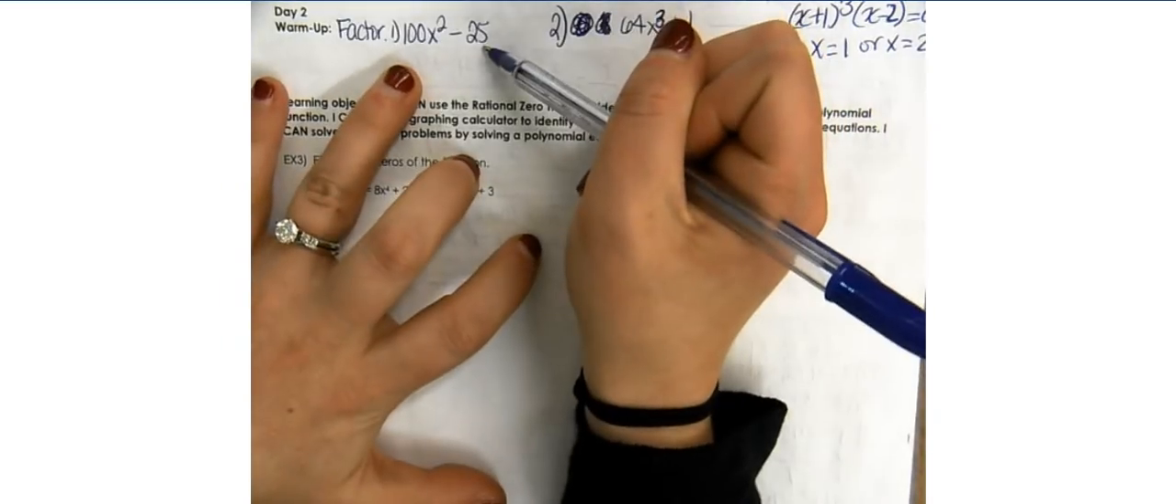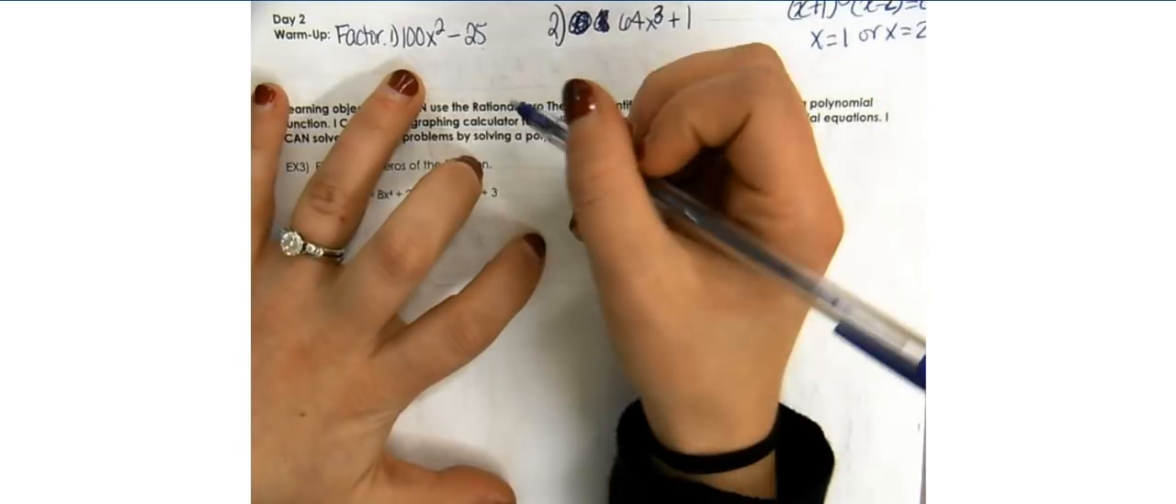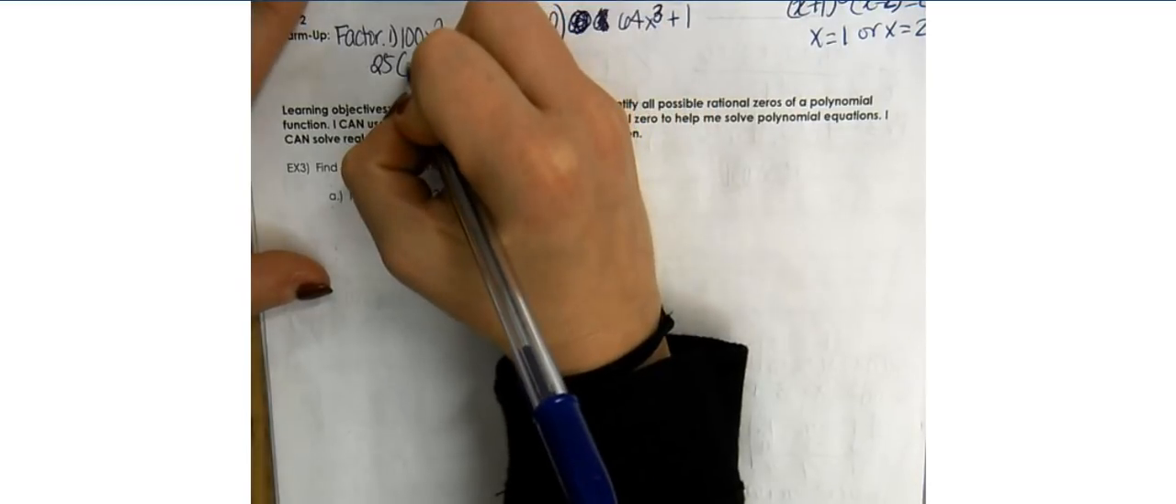All right, so for this first problem, hopefully you saw that 100 and the number 25 have a common factor of 25, with your leftovers being 4x squared minus 1. Now 4x squared minus 1 is a difference of two squares, so we're going to break that apart into two parentheses, and that's going to be 2x plus 1 and 2x minus 1. And that is your answer.